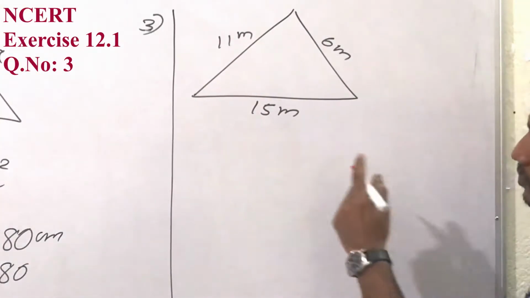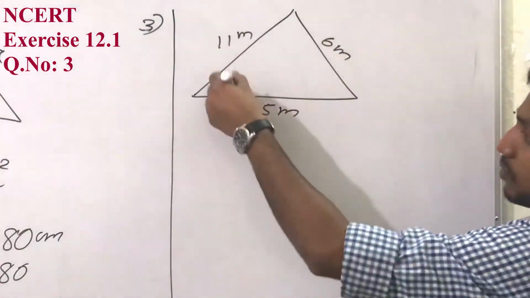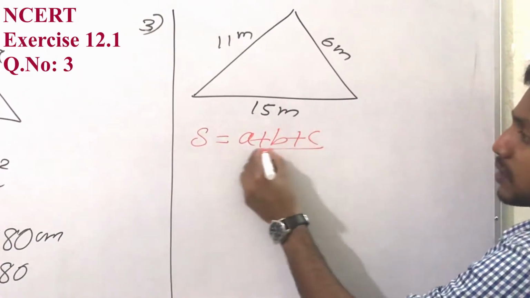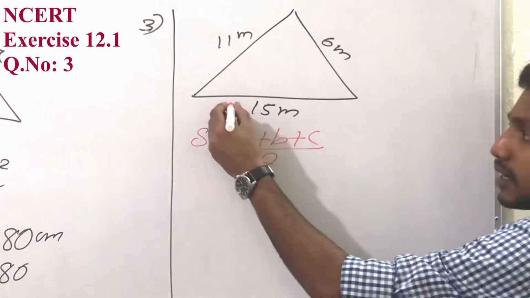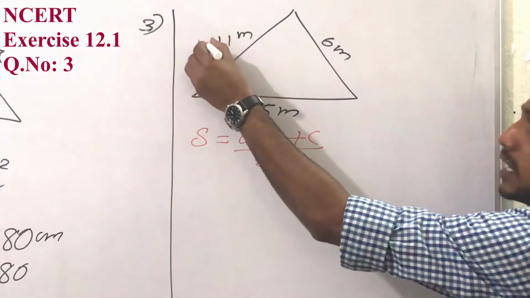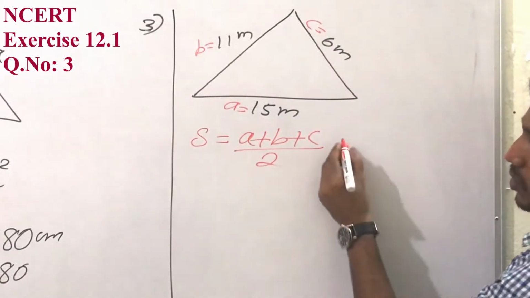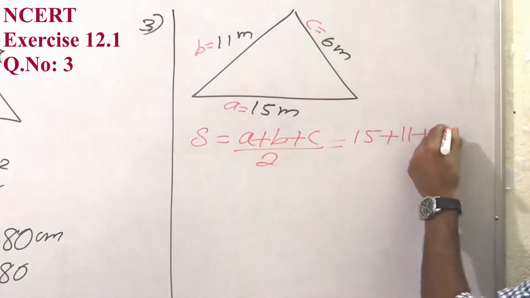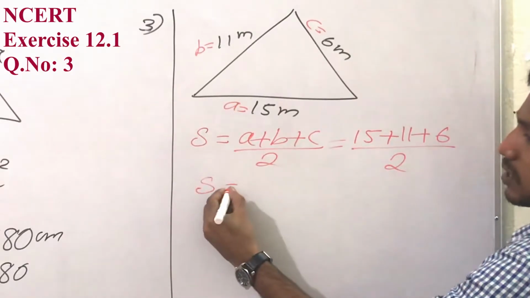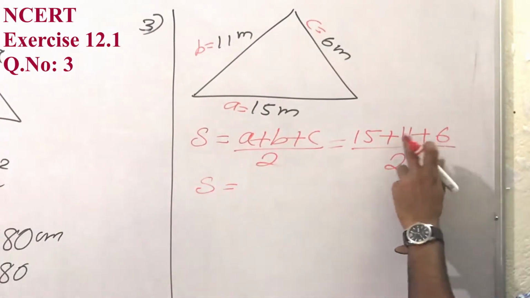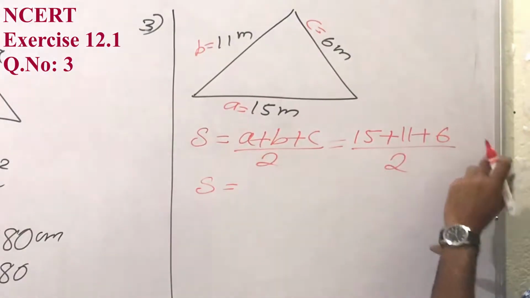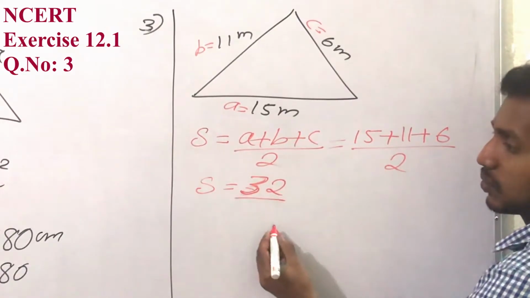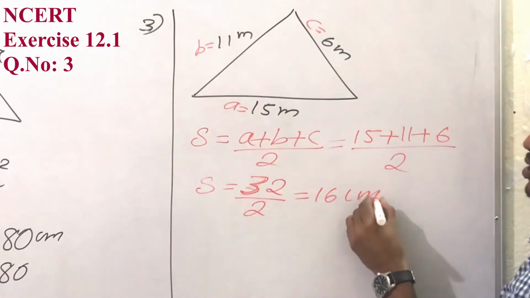Here, first we need to apply Heron's formula directly. What is semi-perimeter? Semi-perimeter s is equal to (a plus b plus c) divided by 2. Let us take a as 15, b as 11 and c as 6. So s is equal to 15 plus 11 plus 6 divided by 2. 15 plus 11 is 26, 26 plus 6 is 32. So 32 divided by 2 is equal to 16 centimeter.